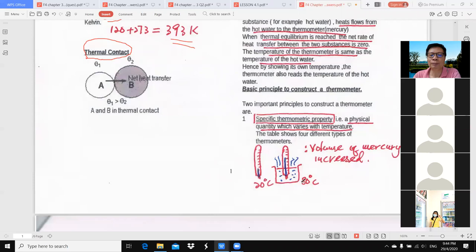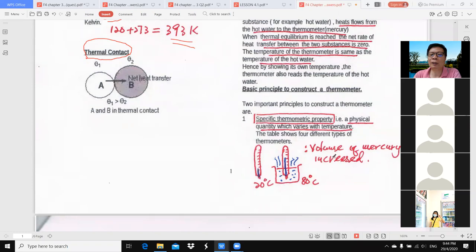When you put a thermometer inside hot water, 80 degrees, you see the mercury go up. So many times here you see the volume of the mercury increase when the temperature increases, right? So this is a concept used. The volume of the mercury will expand, correct? The volume of mercury increases when the temperature increases.